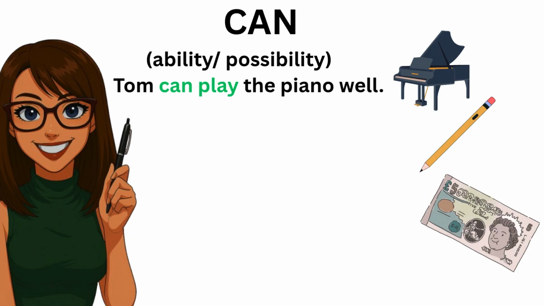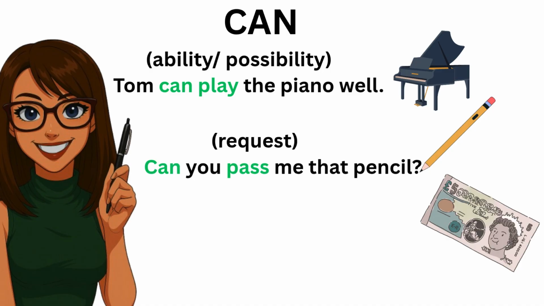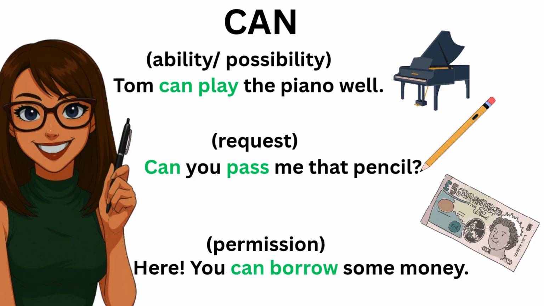Tom can play the piano well. Next, we can use can to make a request. Can you pass me that pencil? And we can use can to give permission. Here. You can borrow some money. For requests and permission, can is informal.